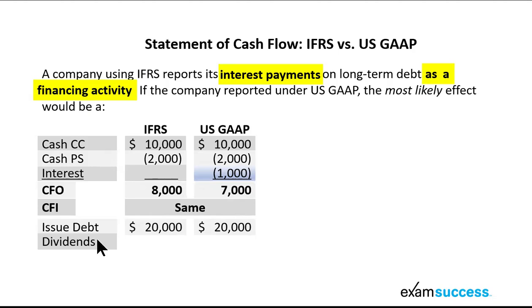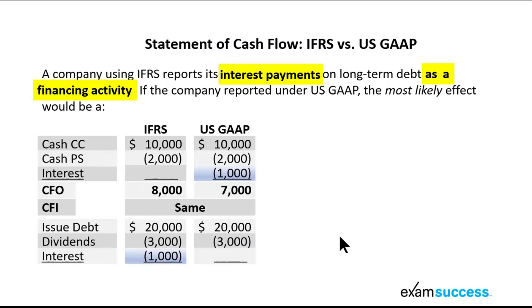Dividends: we pay out dividends, let's say 3,000, the same under IFRS and GAAP in this example. And now interest. There it is under IFRS: the $1,000 payment under financing cash flow, and nothing for US GAAP. So when we calculate the total cash flow from financing, we get 16,000 under IFRS and 17,000 under US GAAP. It's a simple example, I'm just isolating the difference, which is the interest payments.